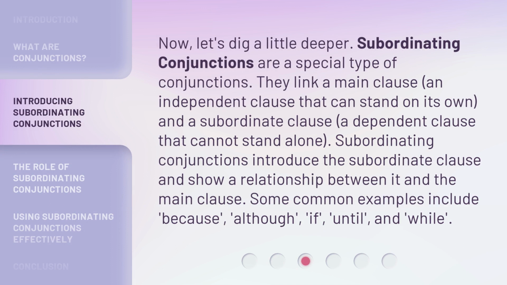Now, let's dig a little deeper. Subordinating conjunctions are a special type of conjunctions. They link a main clause, an independent clause that can stand on its own, and a subordinate clause, a dependent clause that cannot stand alone. Subordinating conjunctions introduce the subordinate clause and show a relationship between it and the main clause. Some common examples include because, although, if, until, and while.